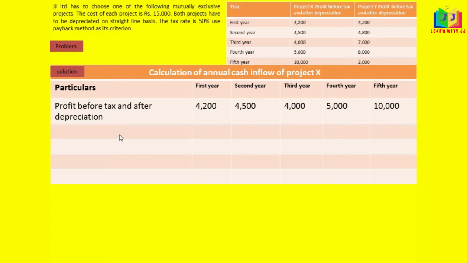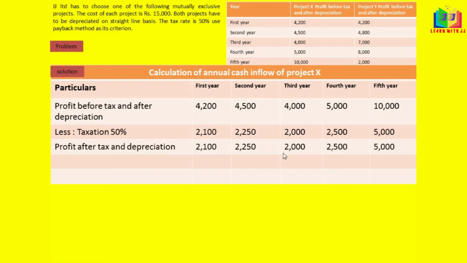Now we have to calculate taxation. Tax rate is 50%, so we have to calculate 50% of this profit. So 50% is 2,100 for the first year, 2,250 for the second year, 2,000 for the third year, 2,500 for the fourth year, and 5,000 for the fifth year. Now we have to subtract this.